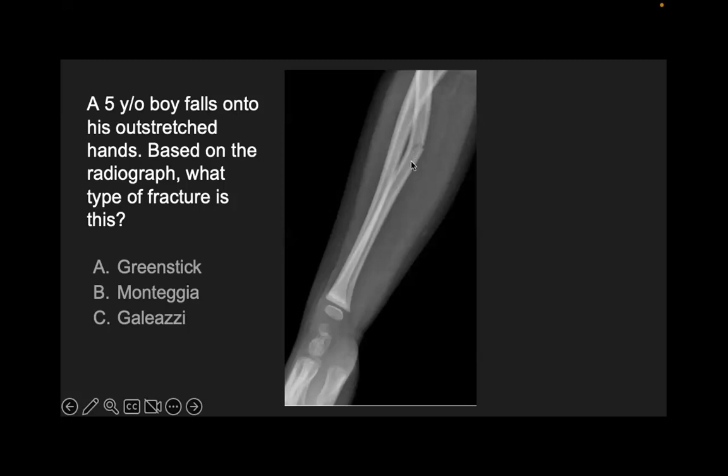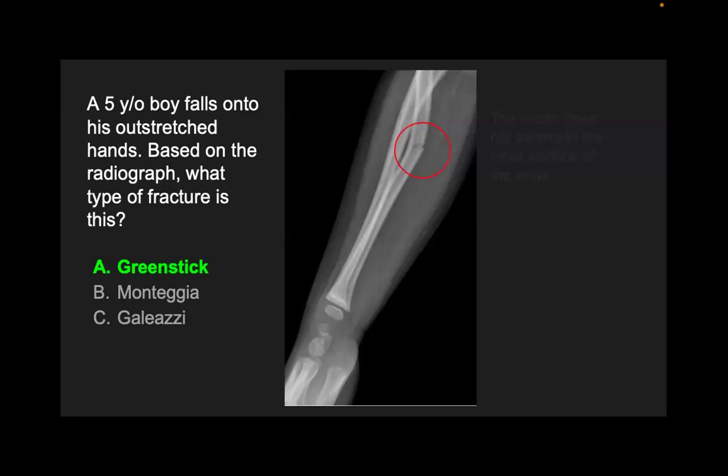So on this view, it's a little hard to tell, but I think this is the ulna. You would need to see a little bit more proximal. And I also don't know if this is the left or right, but actually, it's possible it's the radius. Yeah, it's the radius, because if you follow it down here, it's a little bit wider, and it's the one articulating with the carpus. Okay, so green stick fracture.